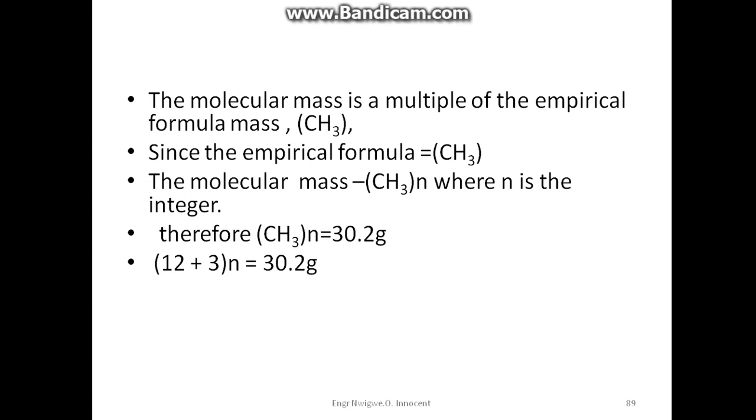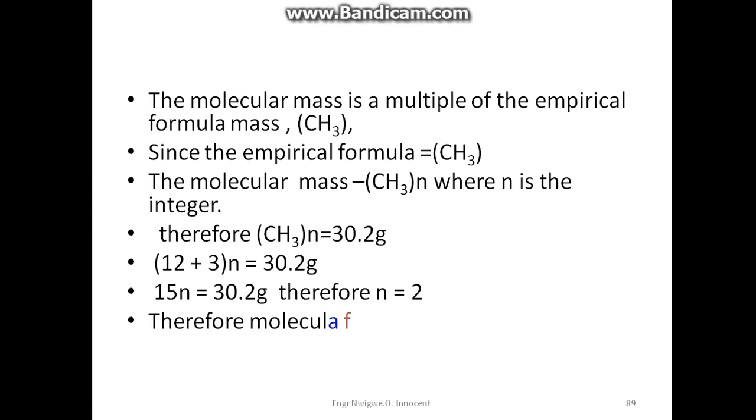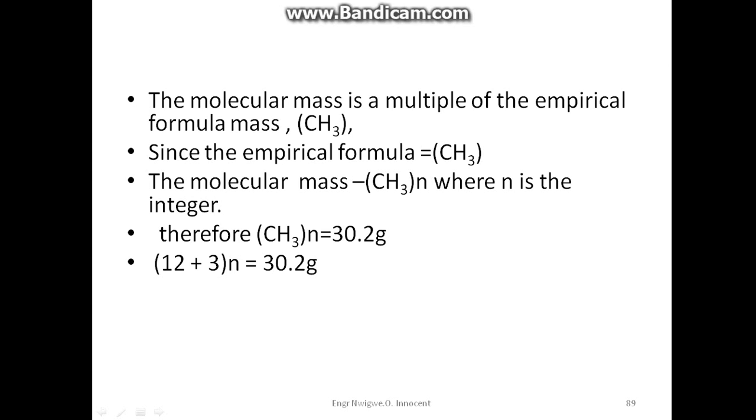Therefore, 12, the relative atomic mass of carbon, plus 1, the relative atomic mass of hydrogen, times 3 atoms of hydrogen, all in brackets, multiplied by N, will give us 30.2 gram. Summing 12 plus 3 will give us 15N, which equals 30.2 gram. Therefore, N is equal to 2.